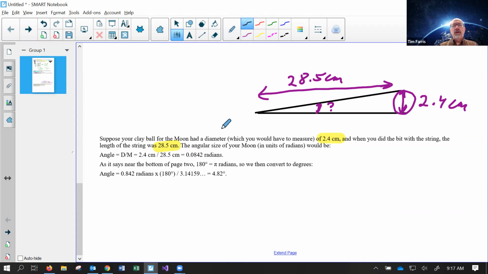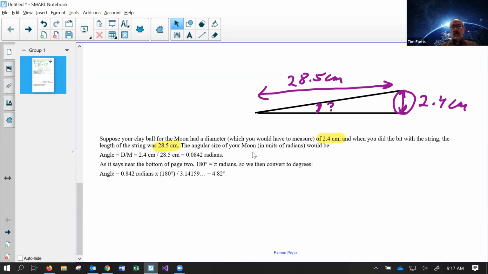But if we want to measure it in radians, which is one way to measure angles, then what we do is we take this side, the skinny, short side of the triangle, and divide it by the long side of the triangle, the 28.5 centimeters. So I would take 2.4, which is how big my moon is, divide it by 28.5, which is how far they were apart, and 2.4 divided by 28.5 is 0.0842. And again, I probably rounded that off some there. And that would be the angle measured in radians.